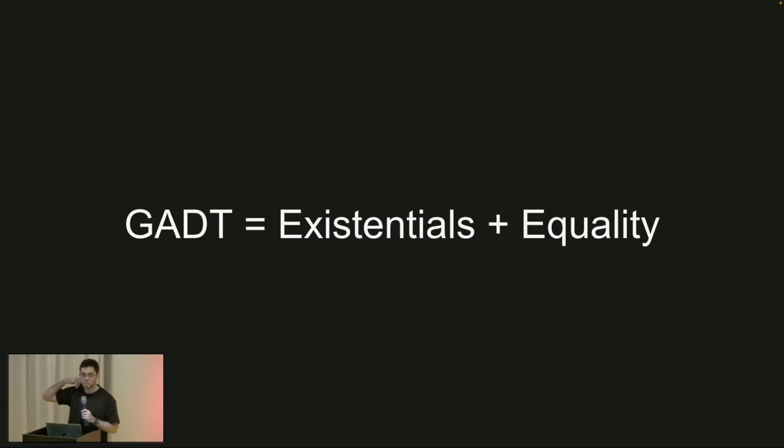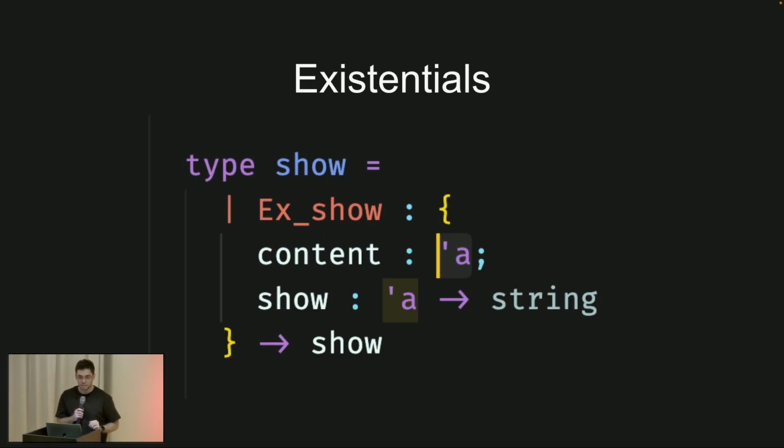So first, what are GADTs? GADT stands for Generalized Algebraic Data Types. The generalized side is a mess, so let's focus on the implications of that, which is GADTs are essentially existential types plus equalities. The first thing that we need to understand is what in hell is an existential?